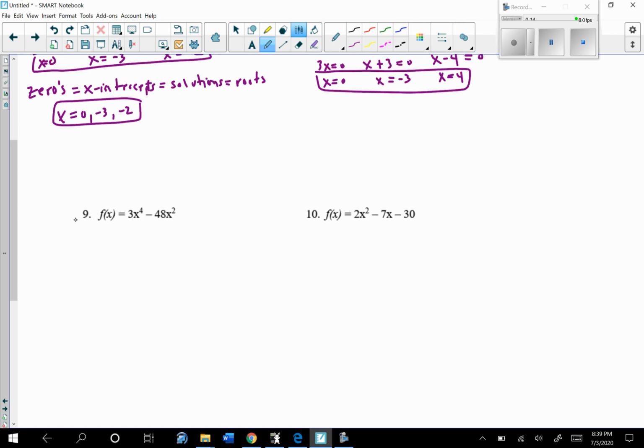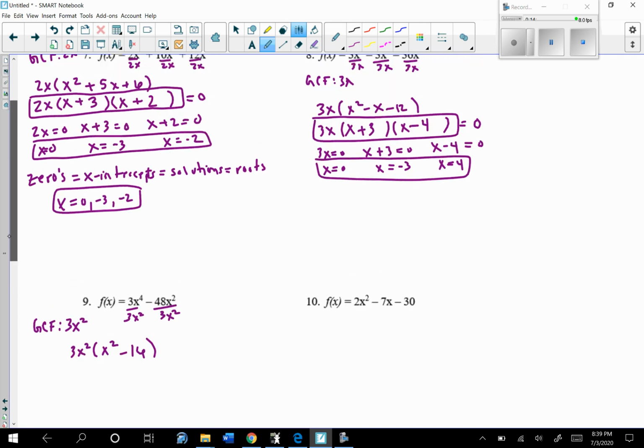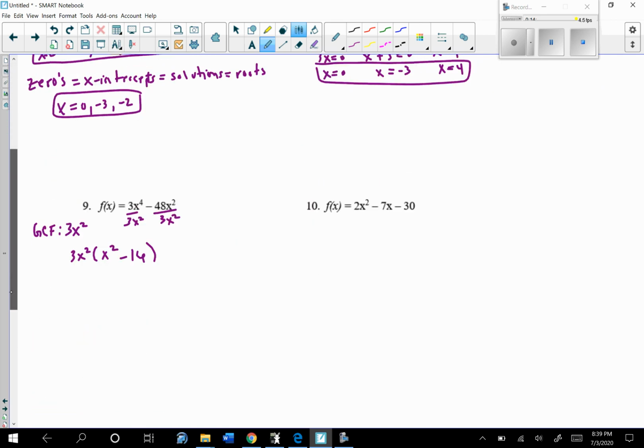So for this one, our greatest common factor, we have 3 and the 48. So 3 goes into both those terms, and x squared. So if I take out 3x squared from each term, I would get x squared minus 16. And so now this is 2 terms, unlike what we had up here, where we had three terms, which is a trinomial. So now we have a binomial.